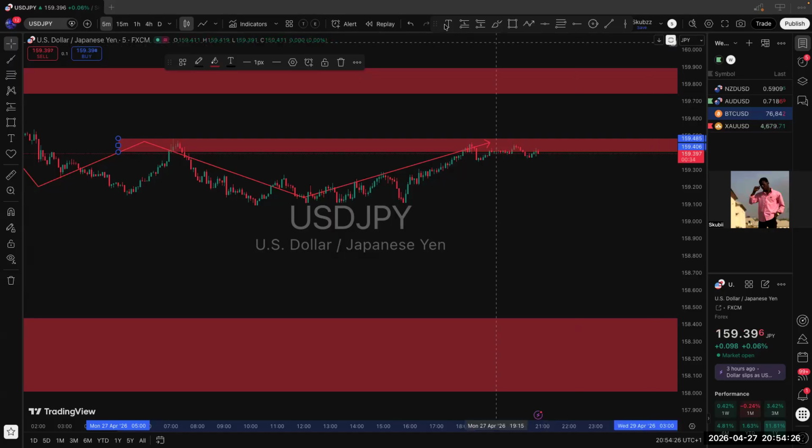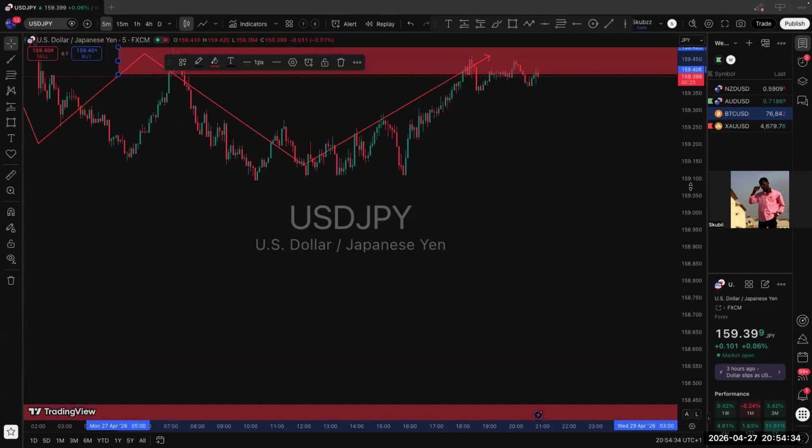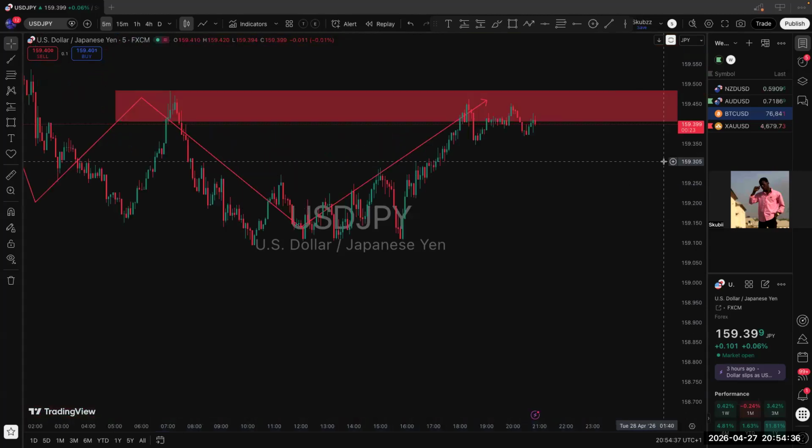So this is the 5 minutes time frame. What I'm looking out for on this 5 minutes time frame is some sort of shift in market structure, which we actually have. If you look at this, we're having a series of higher high, higher low. I would consider this one move actually.